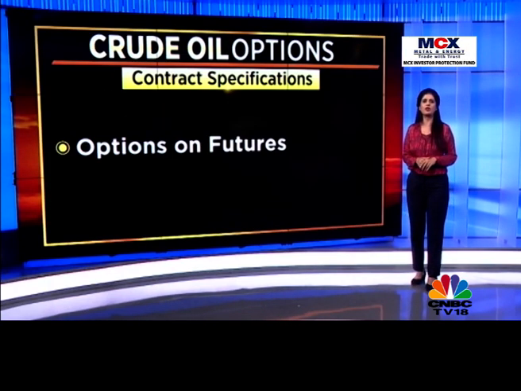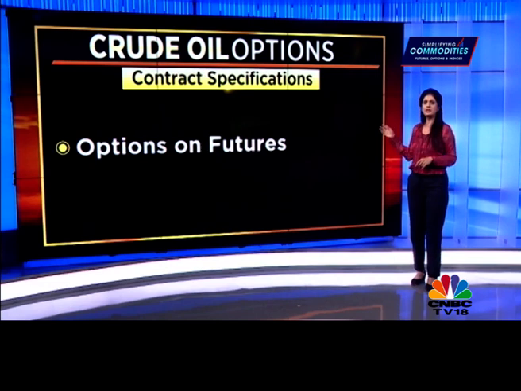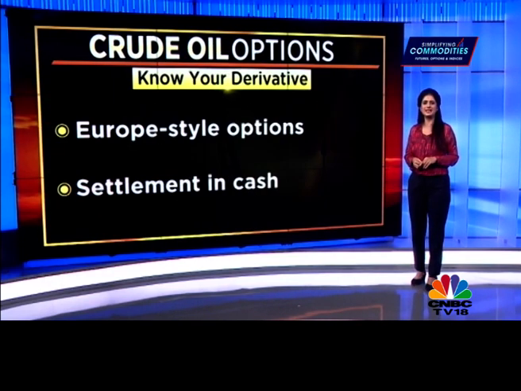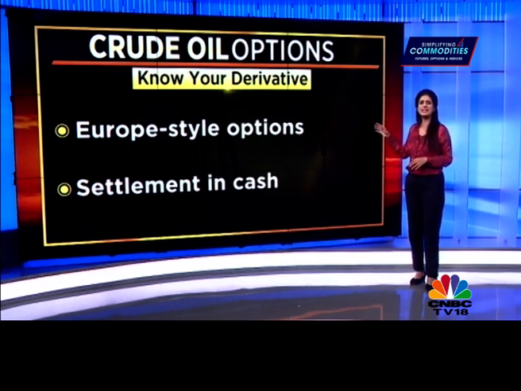First up, let's get to the contract specifications. Crude options are on crude oil futures, so it's derivatives on derivatives. It's options on futures. As per regulatory norms, European-style commodity options are available in India. Commodity options on exercise devolve into the underlying futures contract.